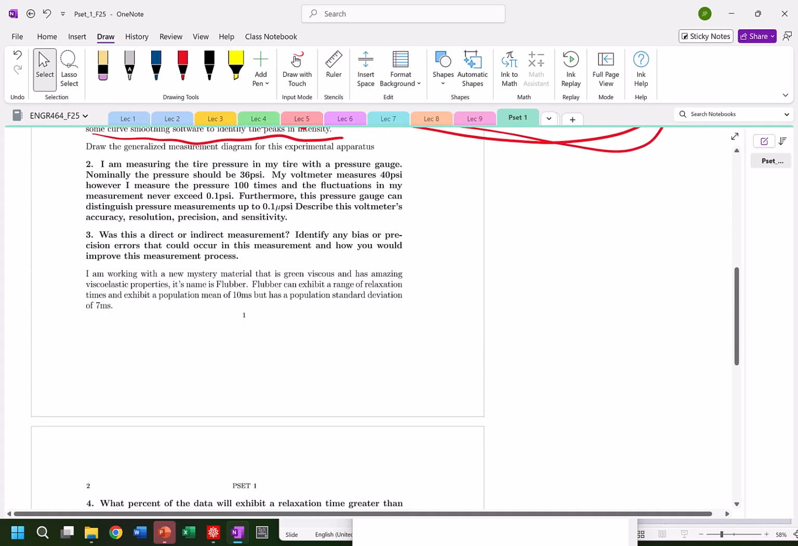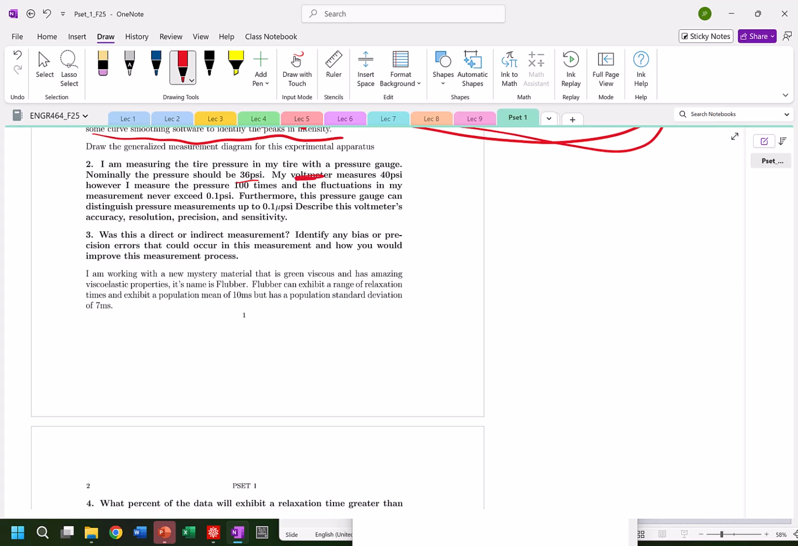Measuring the tire pressure with my tire pressure gauge. Nominal pressure is measured by this voltmeter. My pressure sensor measures 40 psi, but I measure the pressure 100 times, and fluctuations in my measurement never exceed this. Describe the voltmeter's accuracy, resolution, and sensitivity.